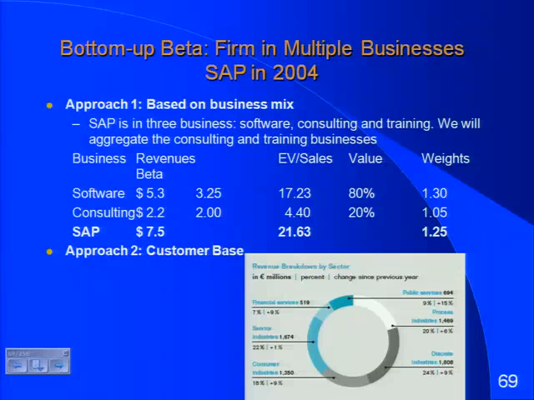But they're both bottom-up betas. Okay? So think out of the box. Don't get too caught up in SIC codes and industries and sectors, because there's too much of that focus. Step back and think about what you're trying to do in this estimate.